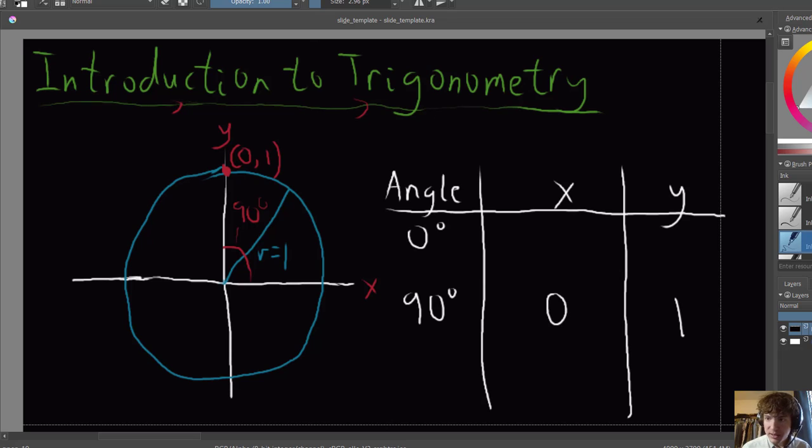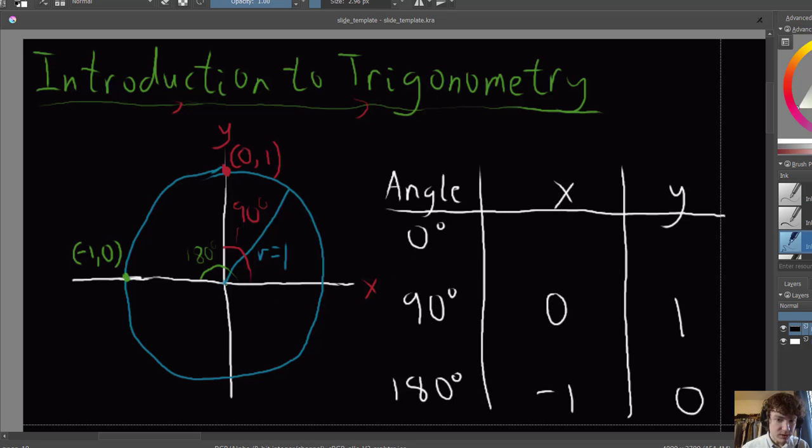And you can imagine continuing this if we instead went all the way over to 180 degrees. Then that's going to intersect the circle over here at this point, which has coordinates -1, 0. So in our table of values, if we ask at the angle 180 degrees where that intersects the circle, it's at x equals -1 and y equals 0. And we can start filling in some intermediate values as well.